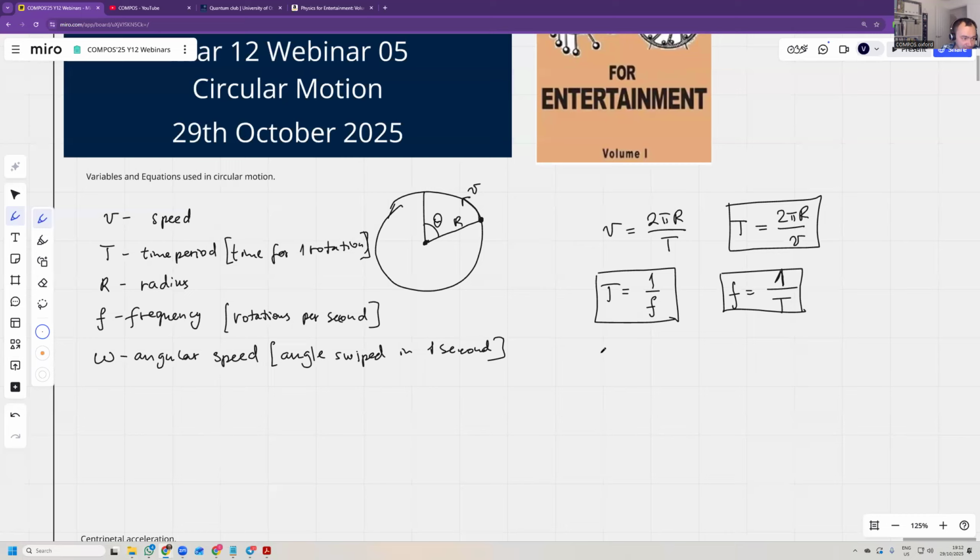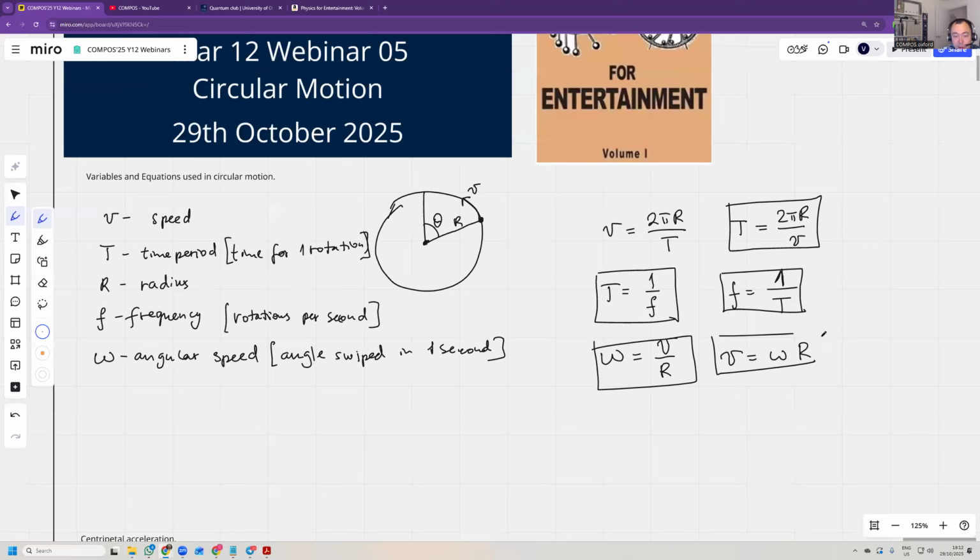And then finally, angular speed. Well, the angular speed, I'll just give you the formula without a proof, is v divided by r, or in other words, v is omega r.